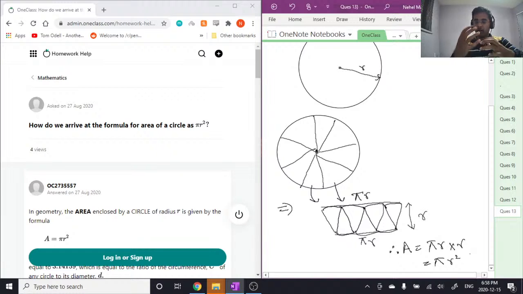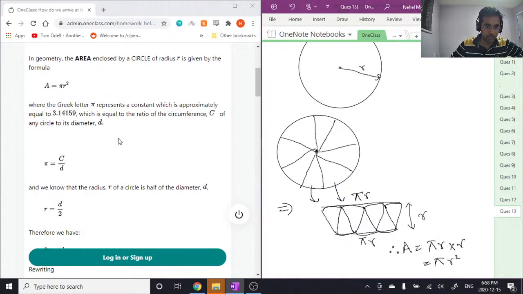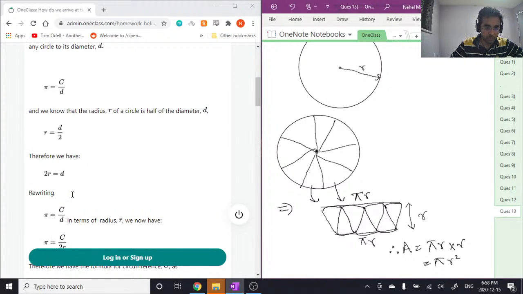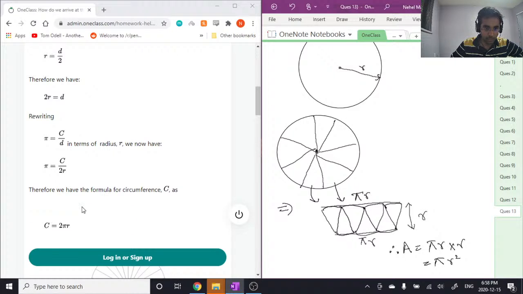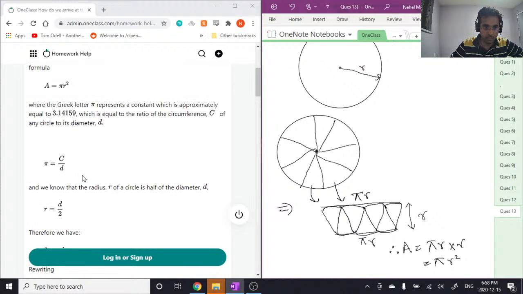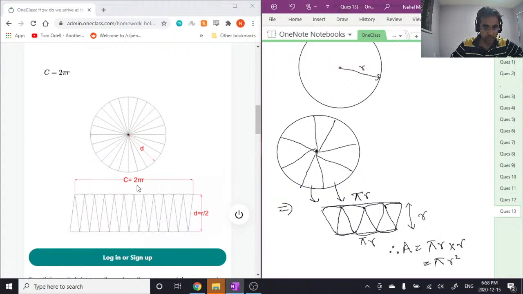So we started with the circle, and we cut it into several segments. Essentially, you have to cut it into infinite segments in order to get a perfect rectangle, but for the sake of simplicity, we only cut it into 6, 7, or 8. Then you use the formula for the area of a rectangle to calculate the area of the circle. So this is indeed the formula of the circle. Say again. Okay, radius is d over 2. So we get the formula for pi, and then we know circumference is equal to 2 pi r.